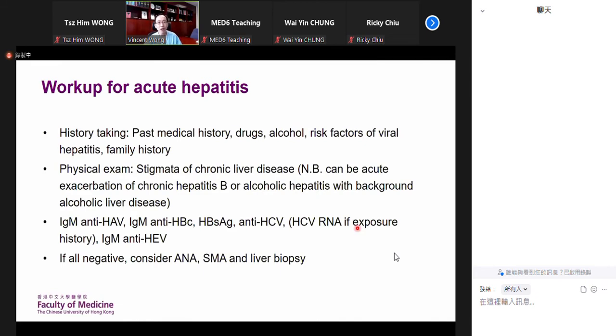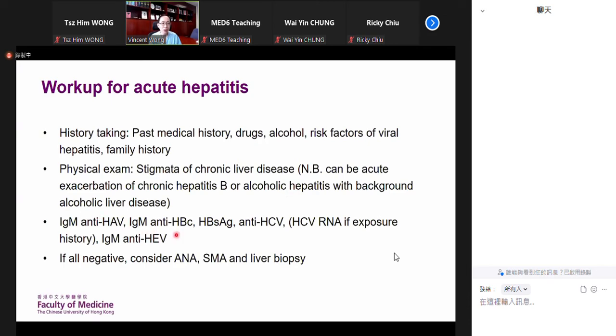When you see a patient with acute hepatitis, again, you have to ask about past medical history, drugs, alcohol, risk factors for viral hepatitis, and the family history. On physical examination, I would look for stigmata of chronic liver disease. Mind you, this may be an acute exacerbation of a chronic condition, and therefore this is still useful.